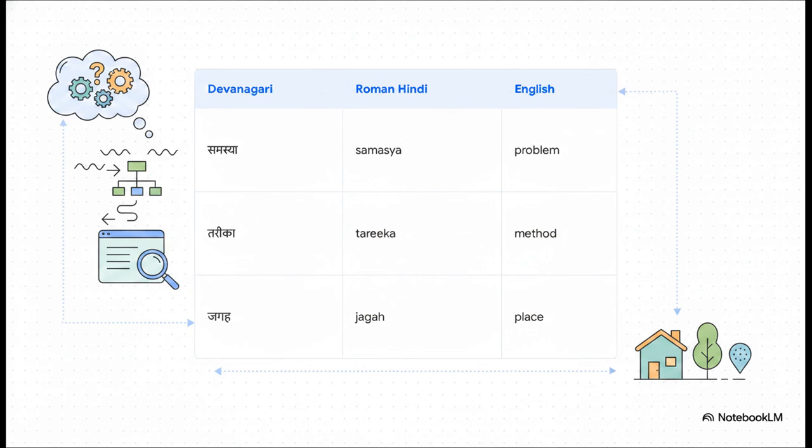Notice how these words naturally pair up. Like you might have a samasya, a problem, at a specific jaga, right, a place, and you're going to need to figure out a tarika, a method, to solve it.